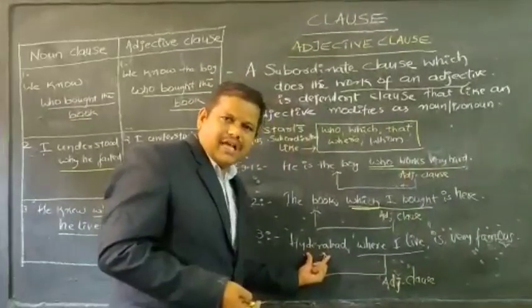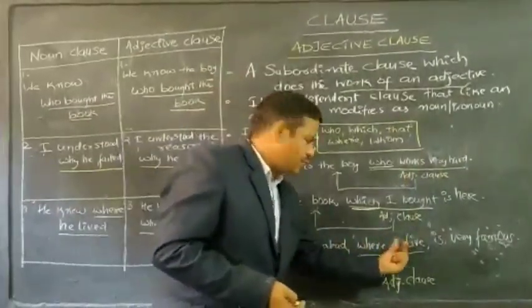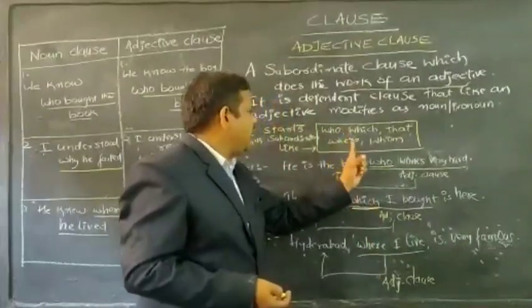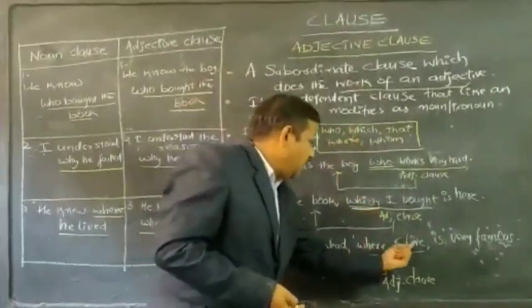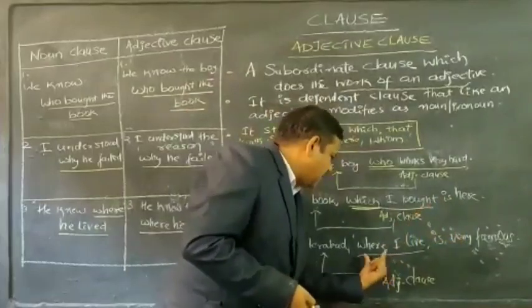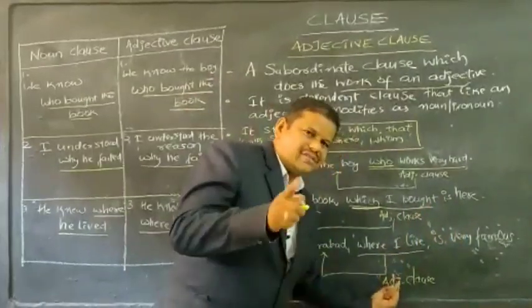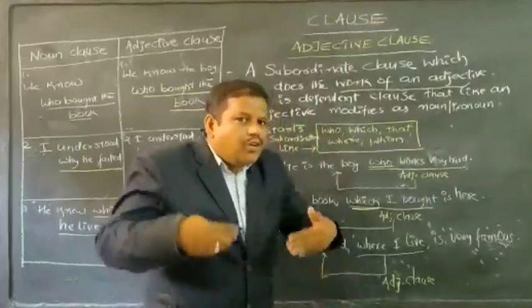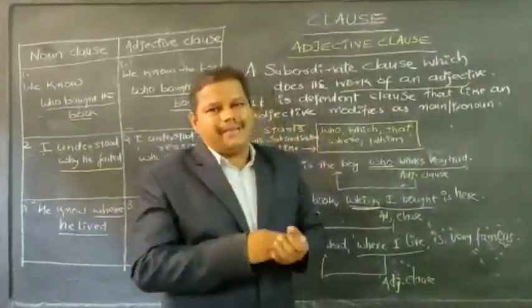Hyderabad is the name of the city. Where I live: which subordinator am I using? Where. Where I live is the adjective class, which is talking about a city name called Hyderabad. Hope you understood these three examples.